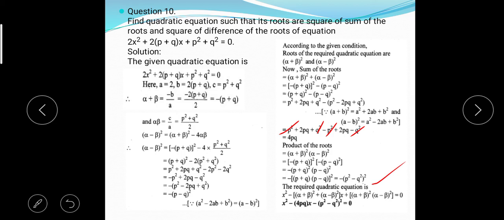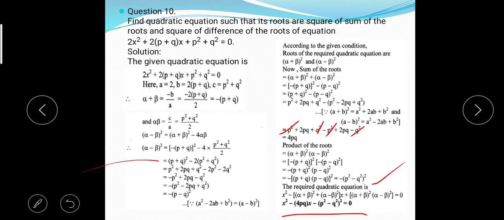So you will get x square minus in bracket alpha plus beta whole square plus alpha minus beta whole square into x plus alpha plus beta whole square into alpha minus beta whole square, because minus p square minus q square whole square. You have to substitute the value of alpha plus beta and alpha minus beta, and therefore after solving you will get the answer. Okay students, just because of the variables it is a little bit different or complicated, but if you go through the steps, definitely you will get the answer.